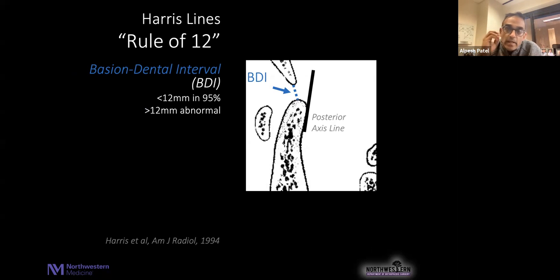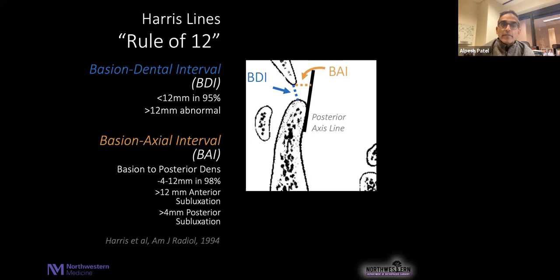So there are 2 lines to think about with the Harris lines. The first one here in blue is the basion dental interval, BDI. It's the distance from the tip of the basion, which on x-rays is hard to see, but on CTs you should be able to see pretty reliably, to the very tip of the odontoid, okay? And that line is supposed to be less than 12 millimeters in most patients. If it's more than 12 millimeters, you likely have abnormality, meaning distraction, where the skull is distracted off the tip of the odontoid.